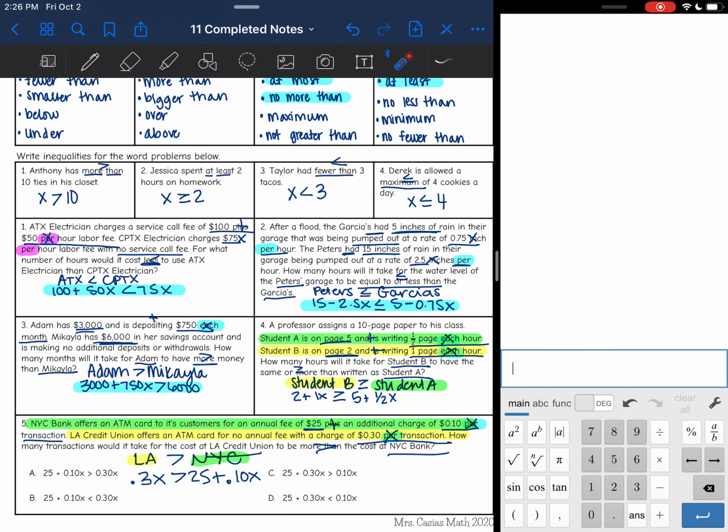If you notice, they flipped the order of all the inequalities. So what we're going to do is flip the order of our inequality and then just match it. When we flip the order of the inequality, we also have to flip the sign because we want the alligator to be eating the bigger one, which they told us was LA. So 25 plus 0.10x, I'm going to flip it, 0.3x. So I reversed my order and I reversed my sign. And now I'm going to match, and that is B.